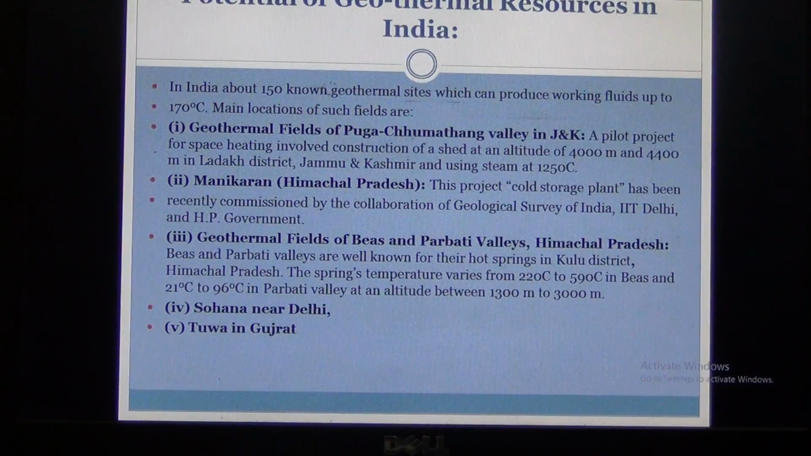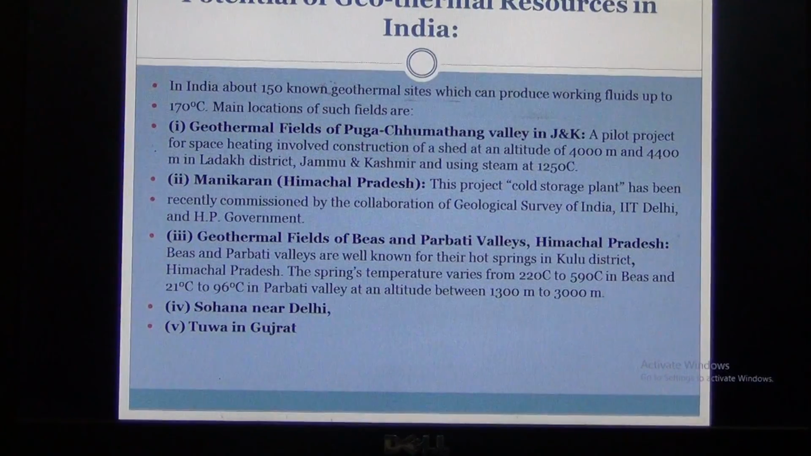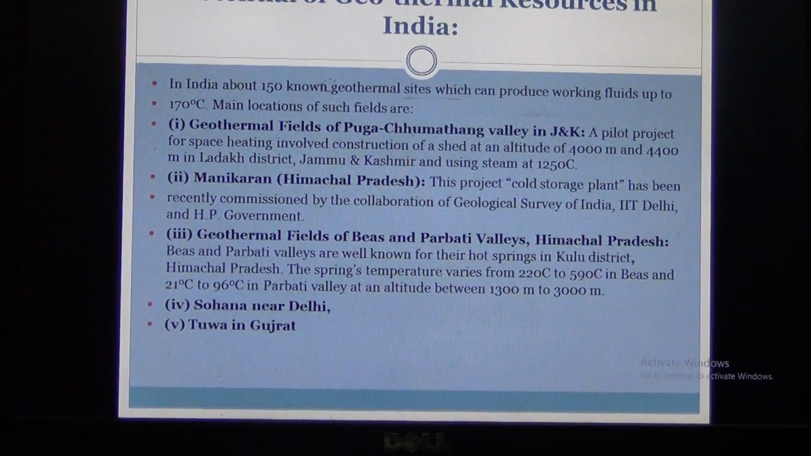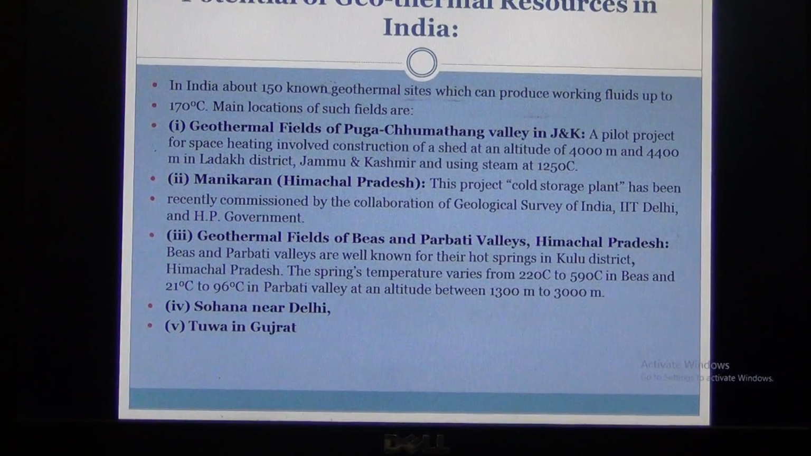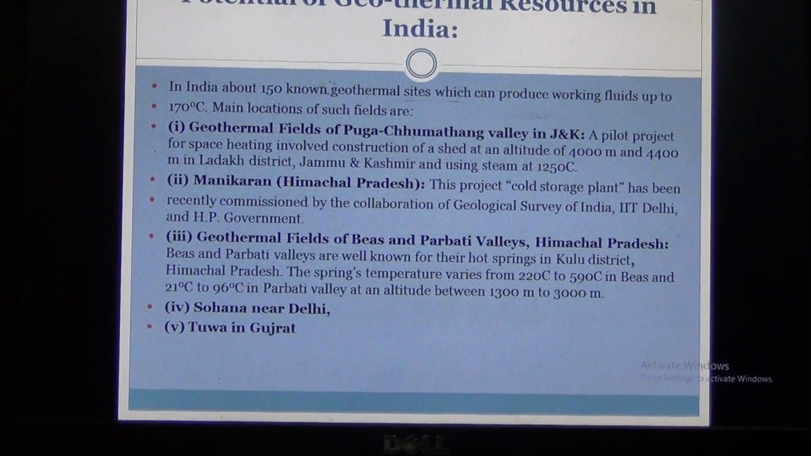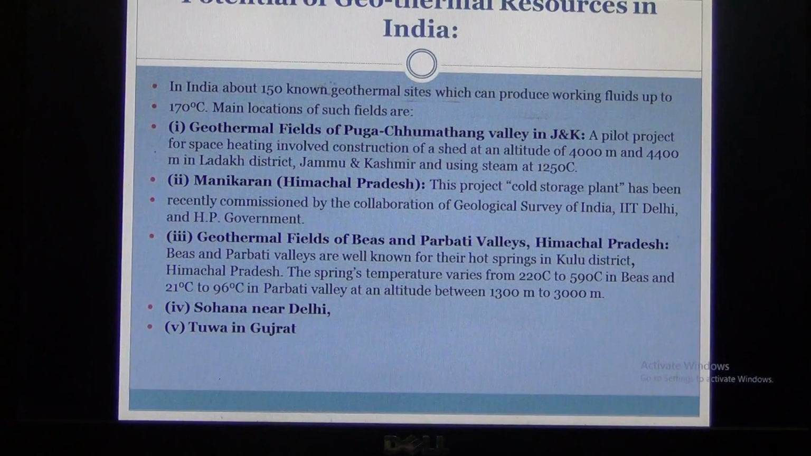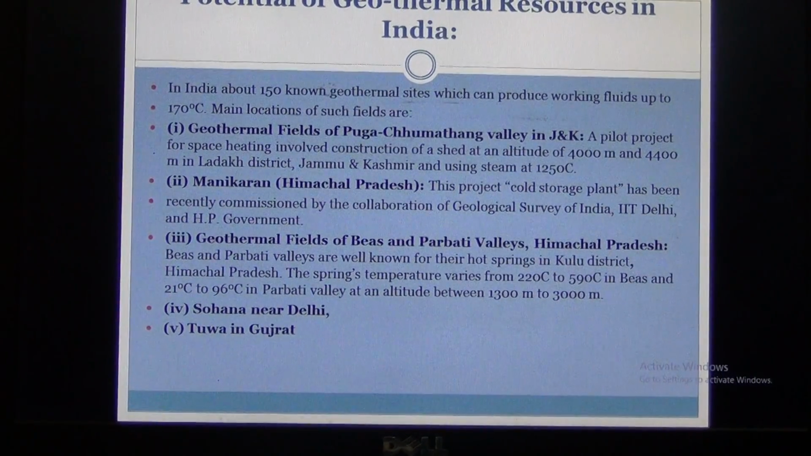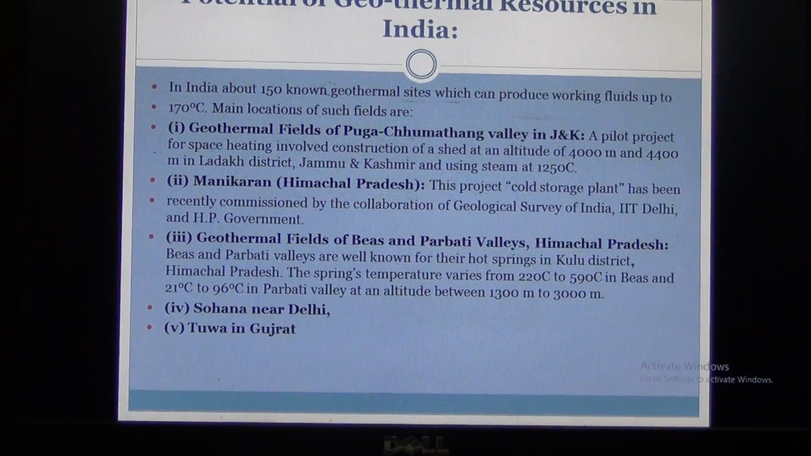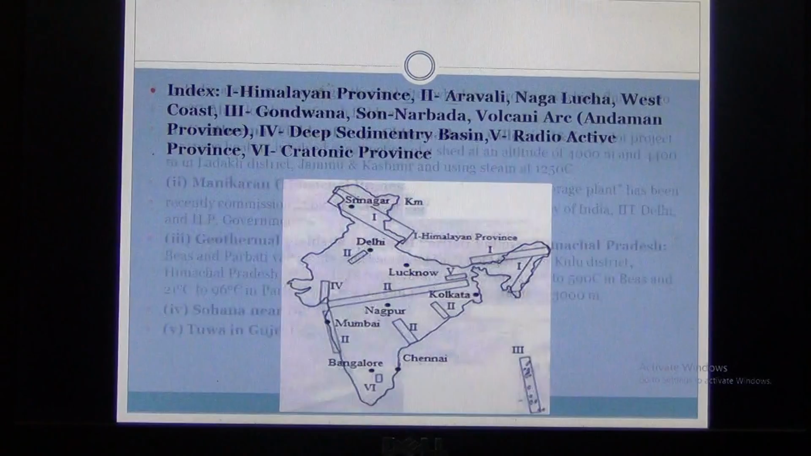Beas and the Parvati valleys are well known for their hot springs in Kullu district, Himachal Pradesh. The spring temperature varies from 22 degrees to 59 degrees Celsius in Beas and 21 degrees Celsius to 96 degrees Celsius in Parvati Valley, at an altitude between 1300 meters to 3000 meters. Other locations are Sohna near Delhi, and Tuva in Gujarat.